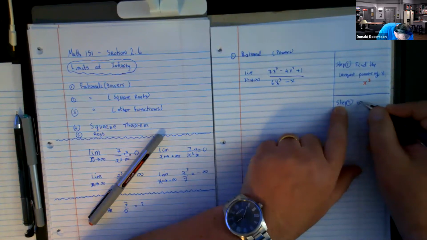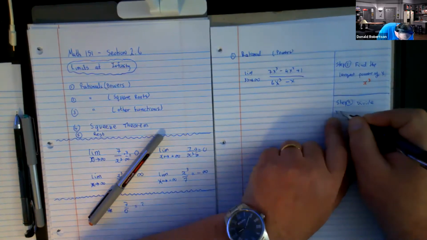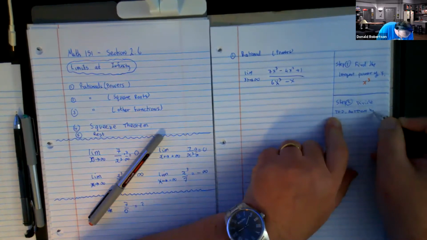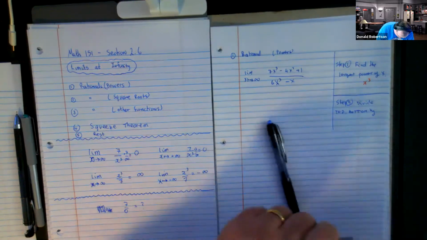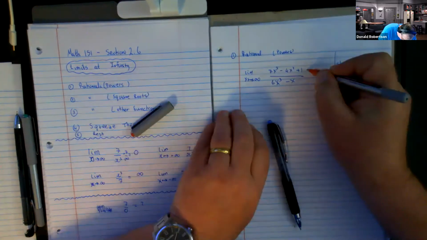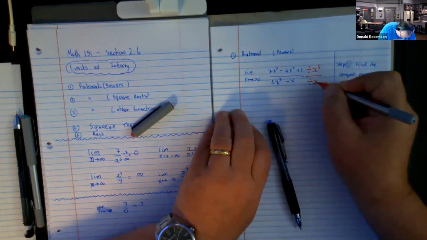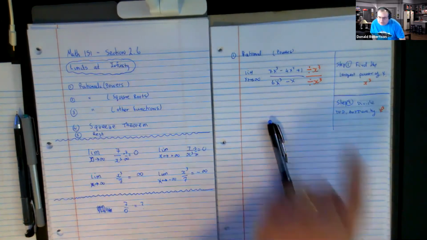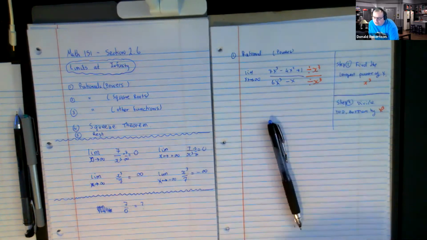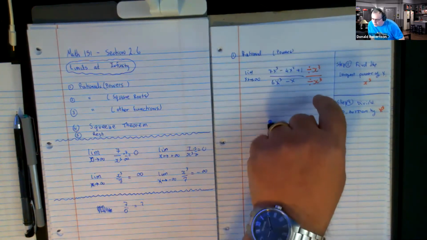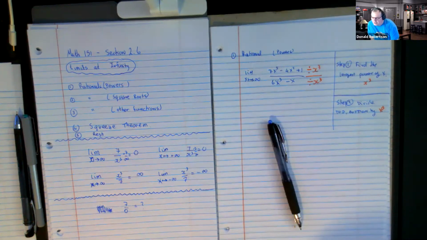Divide the top and bottom by this power, in this case, by x cubed. Now, it's a little bit of magic, you know, why this works. But essentially, dividing the top and bottom by x cubed is really multiplying by a special version of 1. The special version of 1 is 1 over x cubed on the top over 1 over x cubed on the bottom. Do you agree 1 over x cubed over 1 over x cubed is 1?